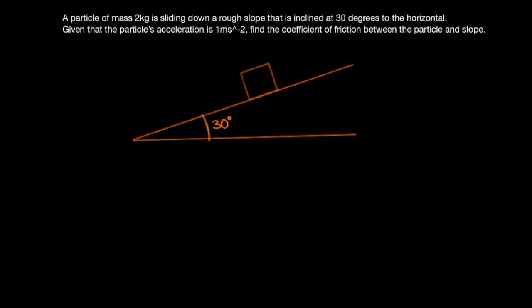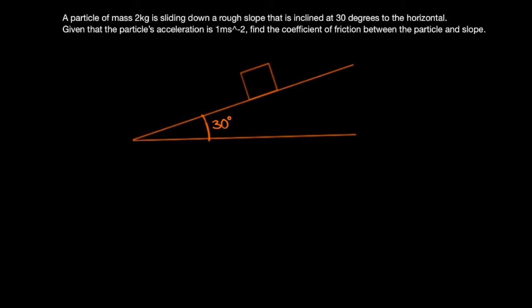Hey guys, today we're going to be solving friction problems on rough inclined planes. So we have a particle of mass 2 kilograms sliding down a rough slope that is inclined at 30 degrees to the horizontal. Given that the particle's acceleration is 1 meter per second squared, find the coefficient of friction between the particle and the slope.